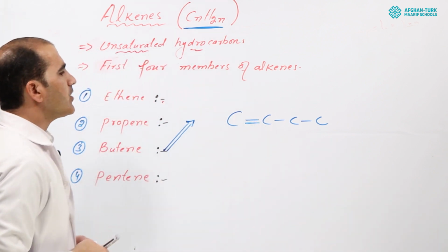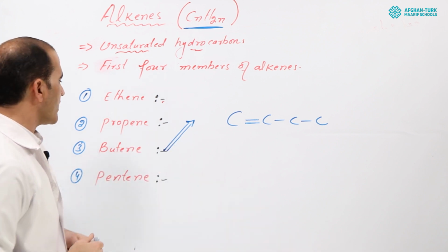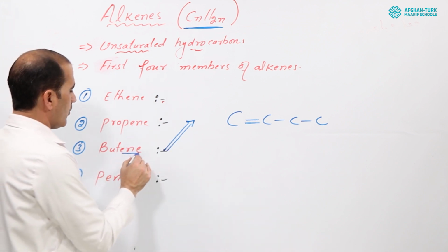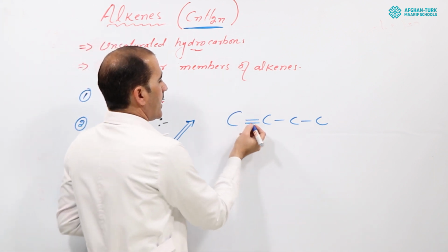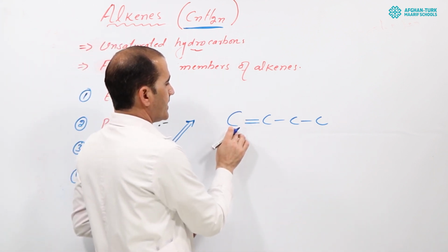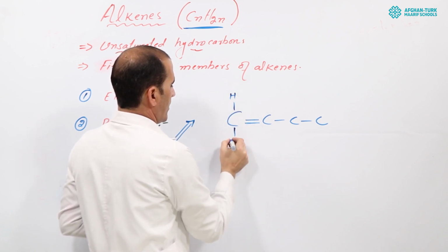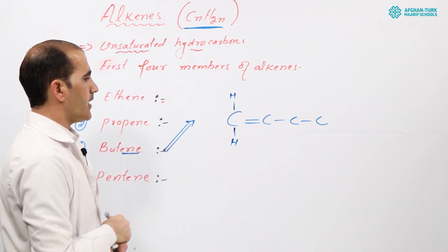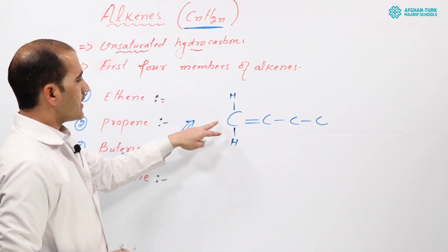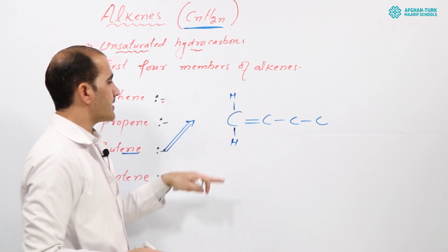Now you can count how many hydrogen atoms are needed for this butene. Butene means that we have only 1 double bond. There must be 1 double bond. So look here, for this carbon atom, you should attach 2 hydrogen atoms here. Why am I going to attach 2 hydrogen atoms here? Because carbon atoms must be stable by 8 electrons.